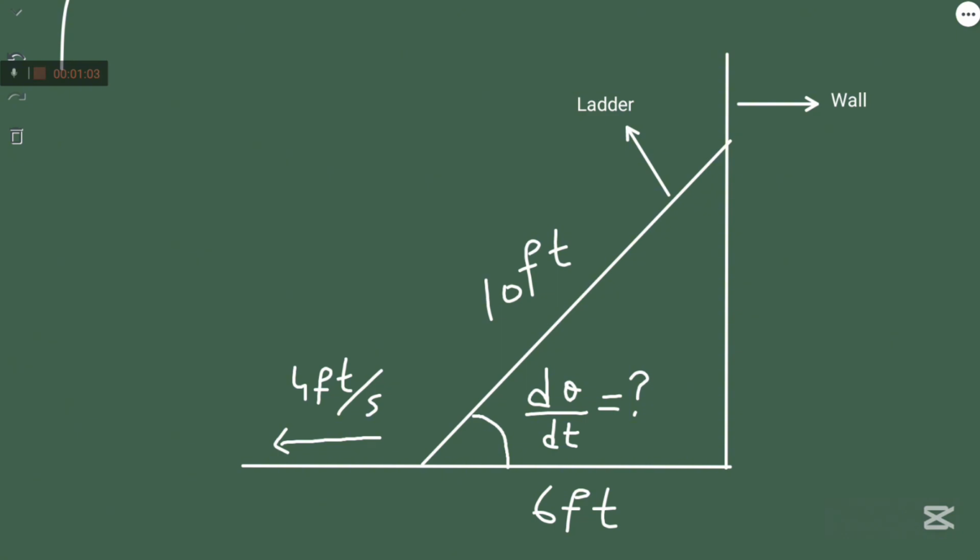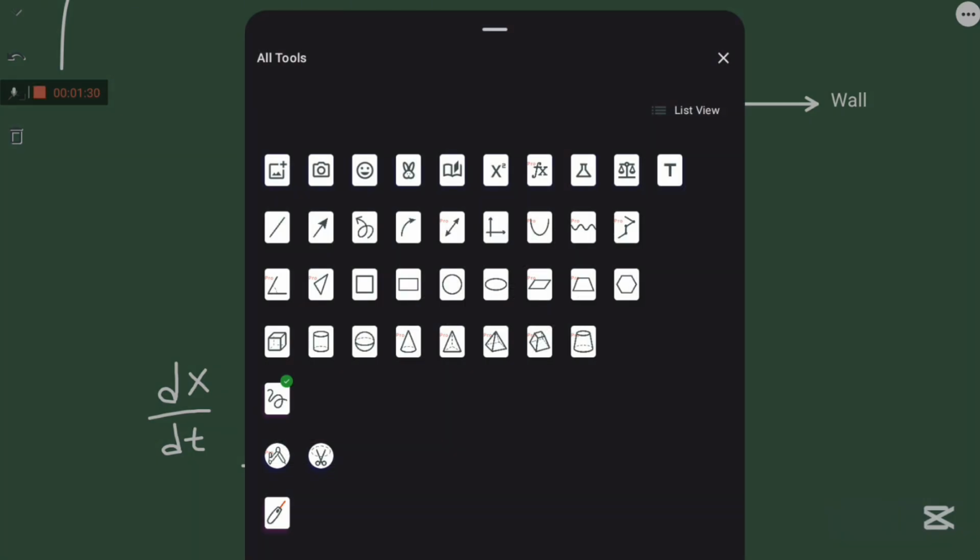Okay, so I call this x, this is my r, and this is my dx by dt. Let me adjust this diagram.